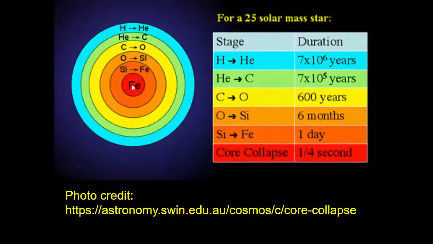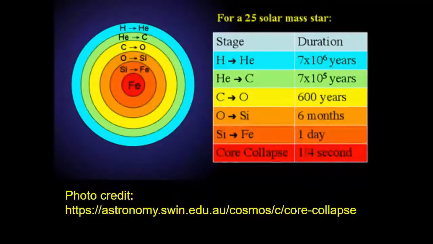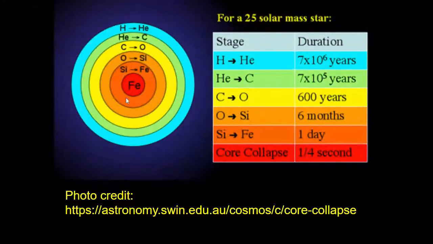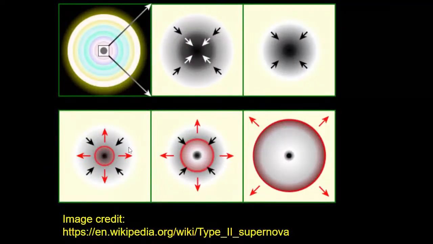And then, if the iron core mass is more than 1.4 solar mass, then the electron degeneracy pressure cannot support the iron core and it would start collapsing. And as I had talked about earlier, when the iron core of mass Mc and radius Rc has a mass greater than 1.4 solar mass, then as Chandrasekhar showed, the electron degeneracy pressure will not be able to counteract the gravitational attractive force, and it will collapse.